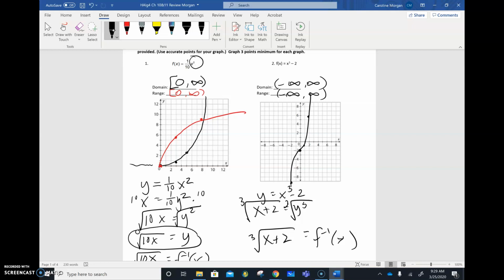Okay. Now, in red, I will graph its inverse. So negative 2 is 0. We're going to have to look back and get the shape. Negative 3 is negative 1.